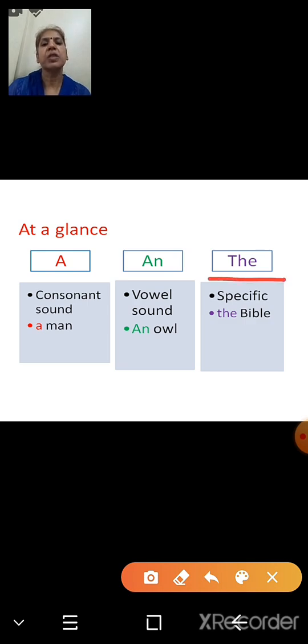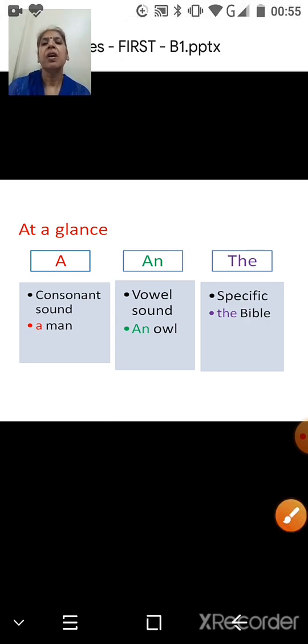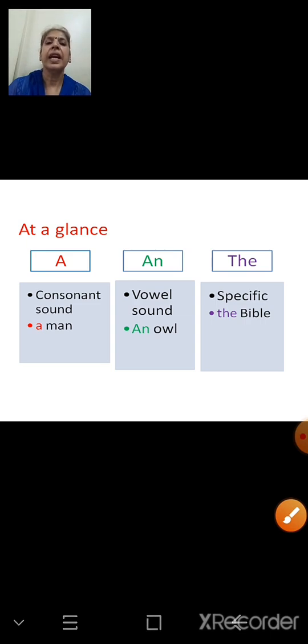And the is used for a specific person or thing, a particular person or the thing of his own kind. We say the Bible, the thing of his own kind, like the sun, the moon, etc. So we have studied a and the and where they are used. A and an are used for singular and the is used for both singular and plurals.